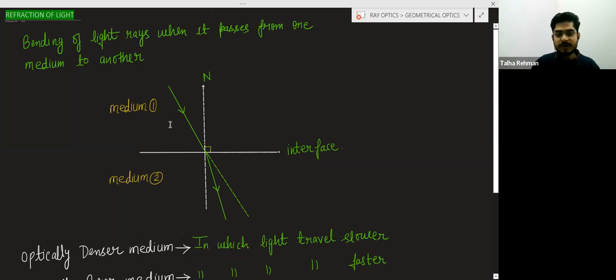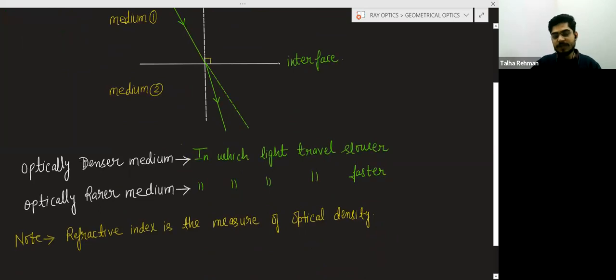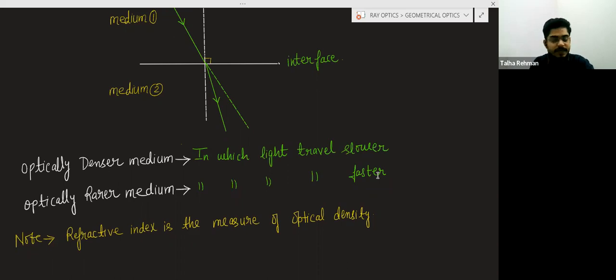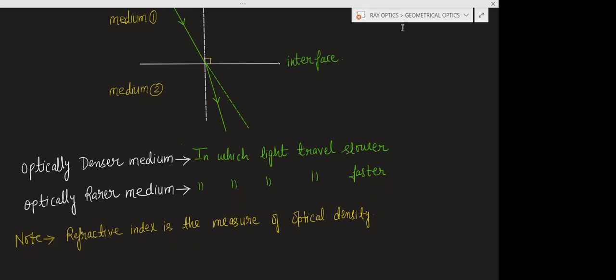So now we will define denser and rarer medium. There are two types of medium, denser and rarer. I have defined here optically denser medium. A denser medium is that medium in which the speed of light is less as compared to the other medium. Optically rarer medium is that in which the speed of light is faster. And the thing that defines which medium will be denser and which will be rarer is the optical density.